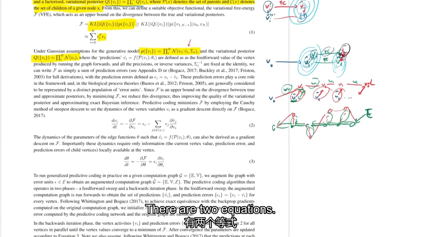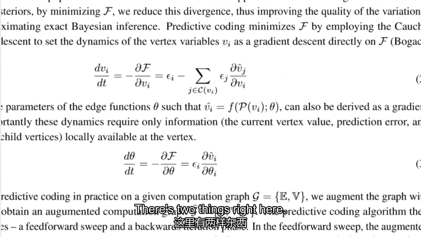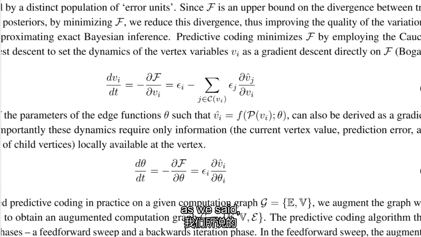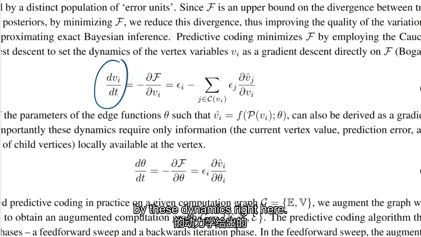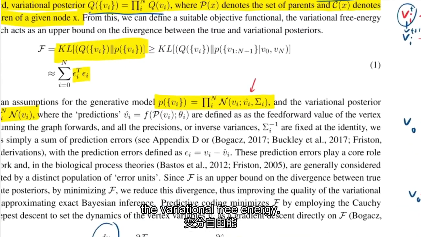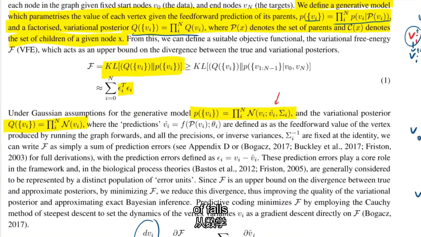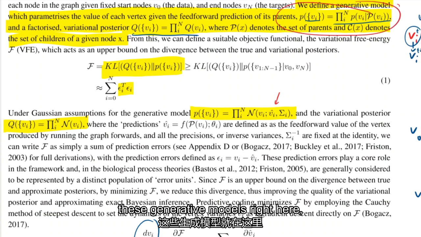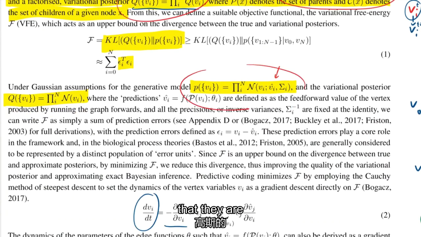Okay, so there are two equations. So there's two things right here. There is first, as we said, a phase where the guesses of where our vertex units are, where our hidden representations are, are refined. And this is given by these dynamics right here. So you see that Vi changes with time according to this thing right here. F is the variational free energy. So this algorithm sort of falls out from the math of assuming these generative models right here under the assumption that they are these Gaussians.